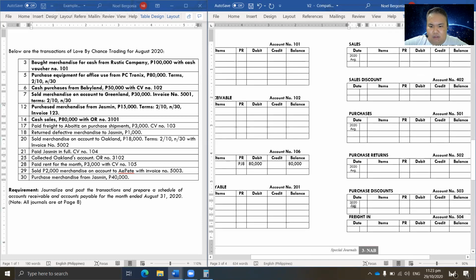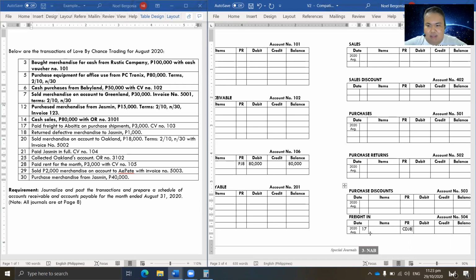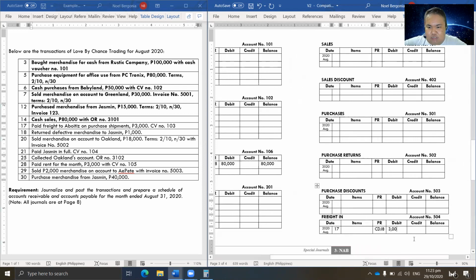Okay, so kopyahin ko lang po yun. We have the freight in on August. What date? 17. Okay. So what's the PR? Saan galing yon? Cash Disbursement Journal, page number 8. Diba? Okay, magkano yung dinebit natin sa freight in? 3,000. Okay, so naka-debit po 3,000. And how much is the balance? Of course, 3,000 pesos. All right, very good, no?